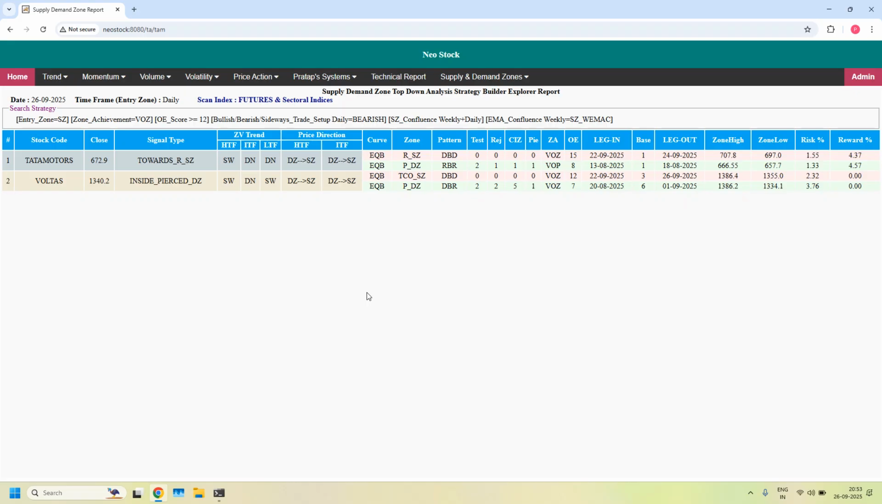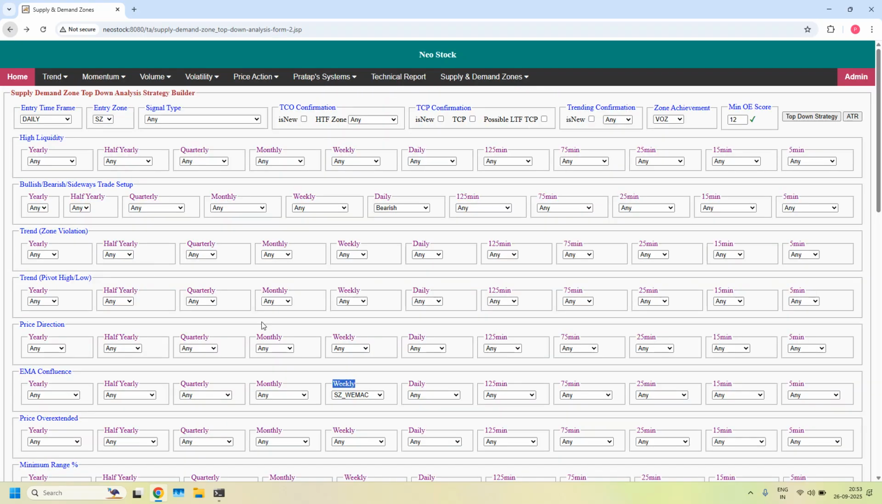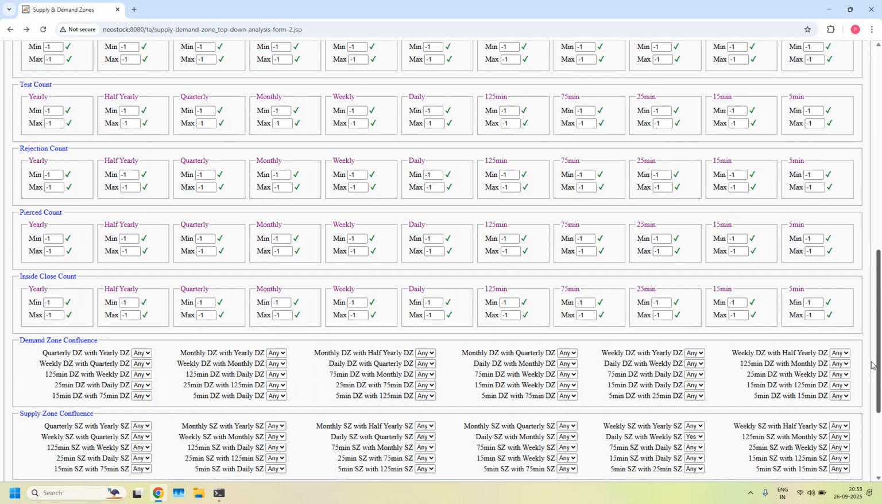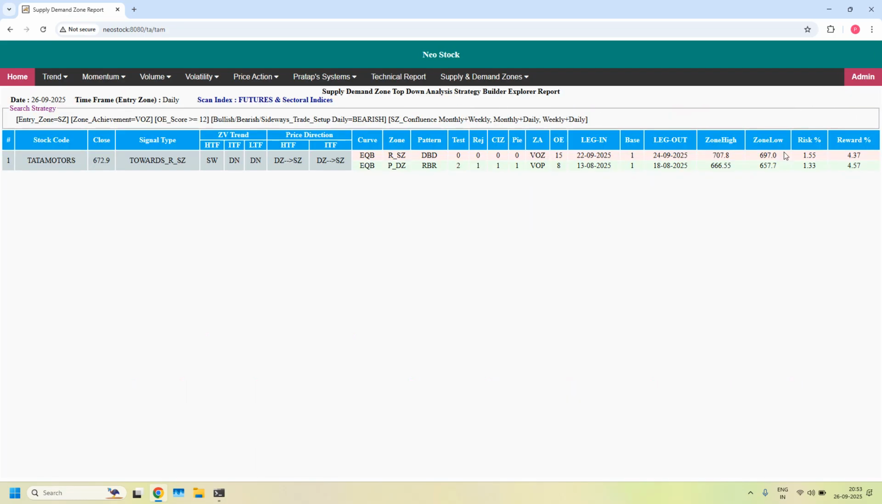Okay, next let us look into LTF, ITF and even HTF supply zone confluence. Removing EMA filter. Supply zone confluence, 3 filters I have to set. First one, daily and weekly, already enabled. Daily and monthly, and weekly and monthly supply zone confluence. With all the 3 filters, we got only one stock.